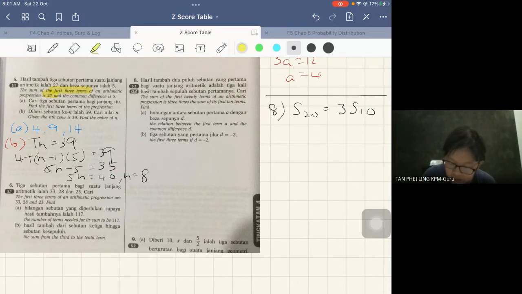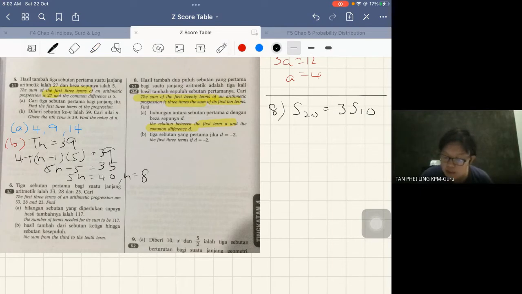The sum of the first 20 terms is 3 times the sum of its first 10 terms. Okay, so now they want the relation between the first term and the common difference. They want the relation only. They didn't ask you to find the value. So now we do whatever we can.